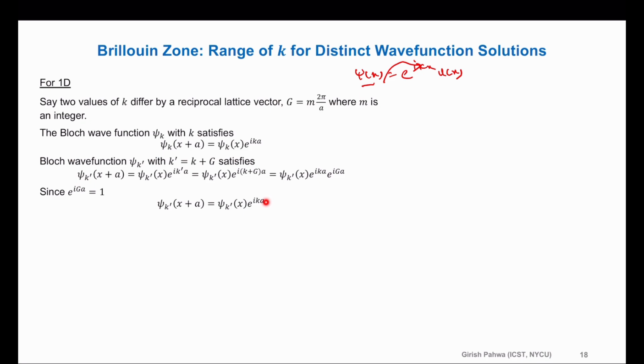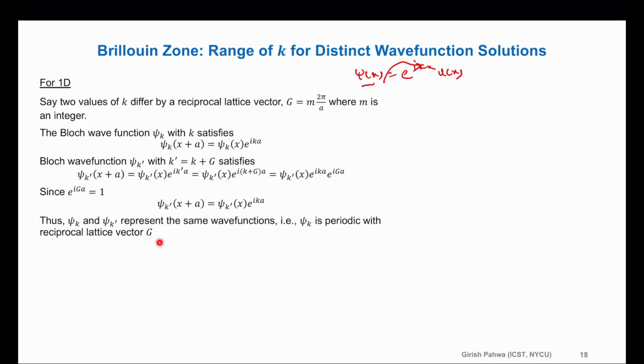It means that psi k and psi k dash are not different wave functions, they are the same wave function. By comparing, psi k and psi k dash represent the same wave function, or you can say psi k is periodic with the reciprocal lattice vector g. So if I change k by g, I get the same wave function.